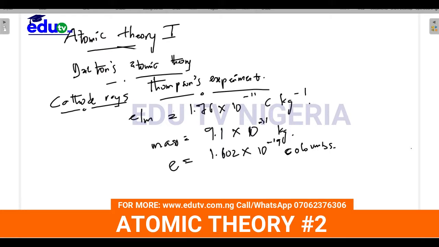From this finding we can say that the protons are much heavier, and they are not as fast as the electrons, because they require a much larger electric or magnetic field to be deflected. So the mass of the particles depends on the nature of the gas inside the discharge tube.